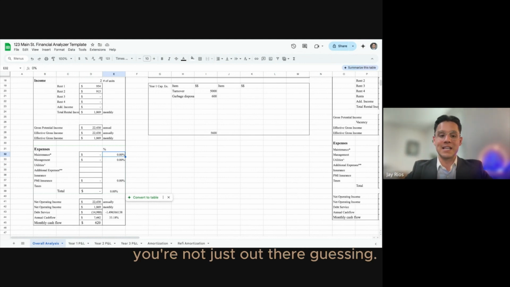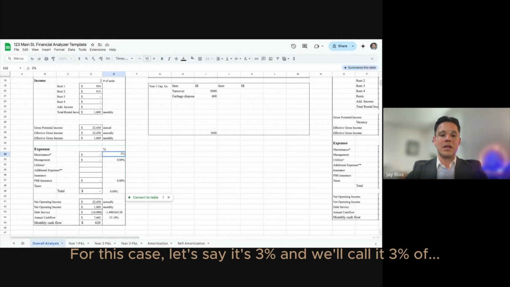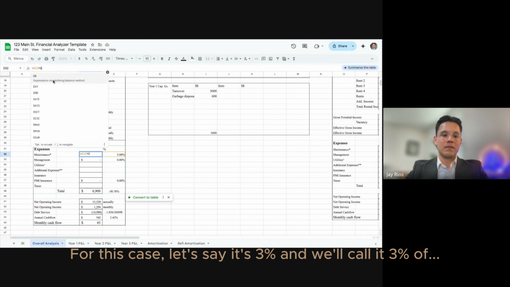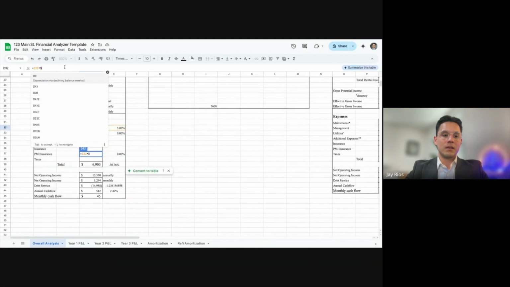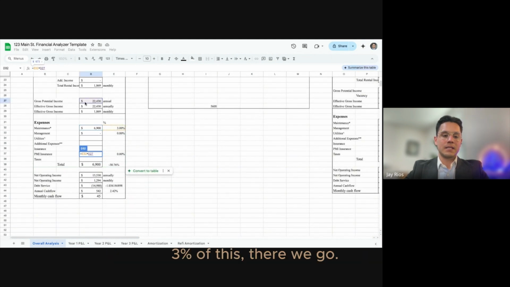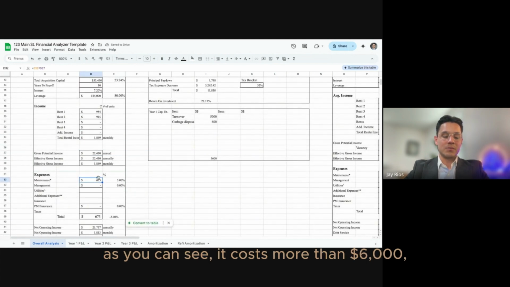You're not just out there guessing. For this case, let's say it's 3%, and we'll call it 3% of this. There we go. Is that accurate? No. I mean, as you can see, it costs more than $6,000.